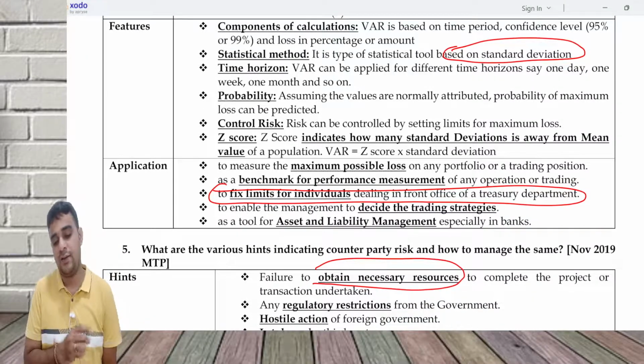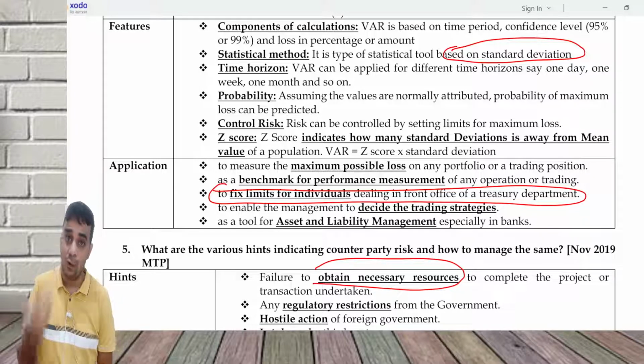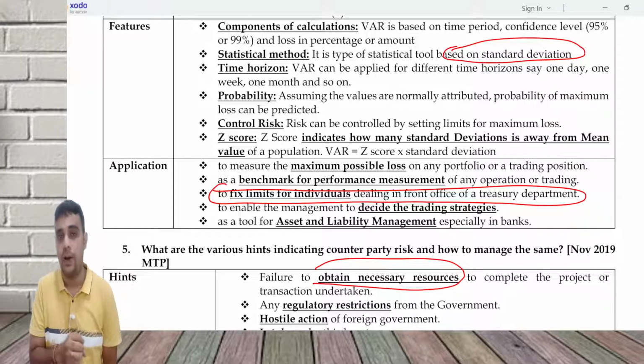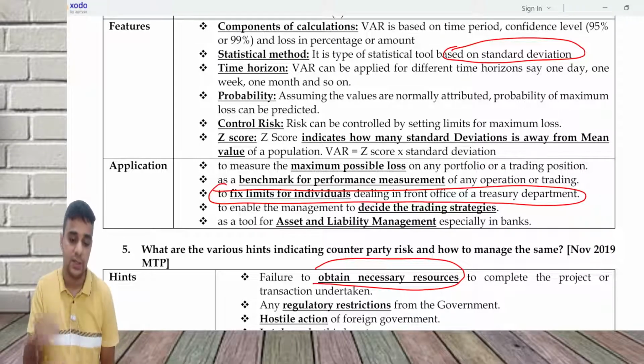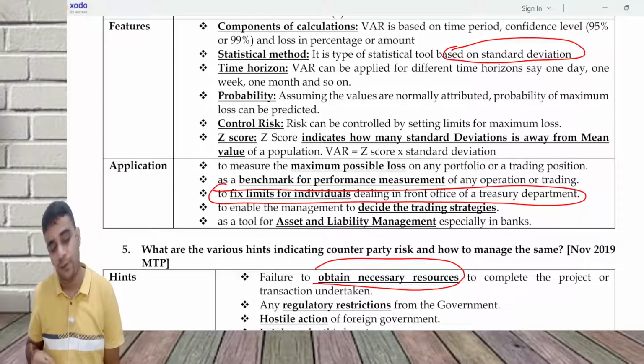What are the ways which indicate counterparty risk? If the counterparty has not got adequate resources, or has become insolvent, or if there is any hostile action taken by the local government or the foreign government.